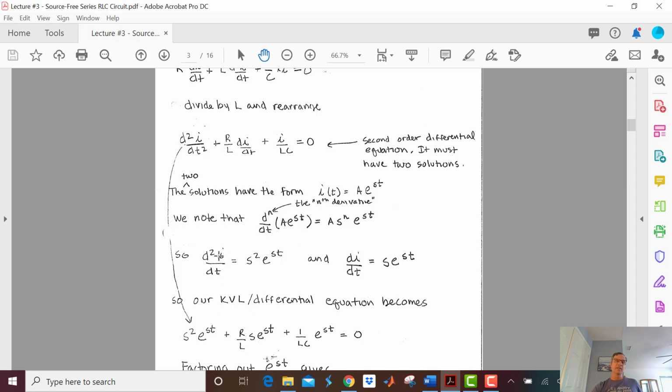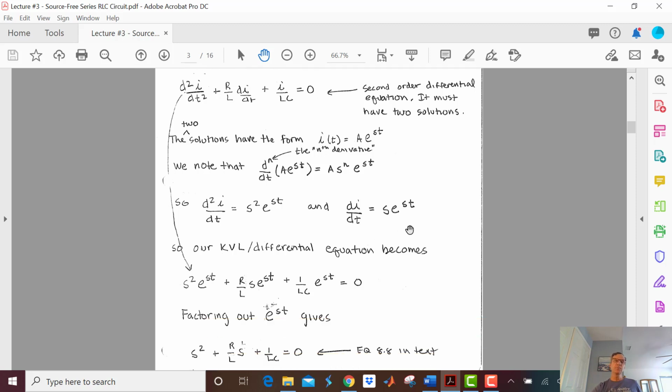And I'm going to say that d squared i dt squared is s squared e to the st. di dt is s times e to the st. And of course, i is equal to e to the st. So this equation, our KVL differential equation, ends up looking like this. s squared e to the st plus R over L times s e to the st plus 1 over LC e to the st equals 0.